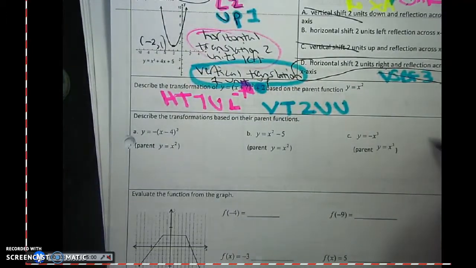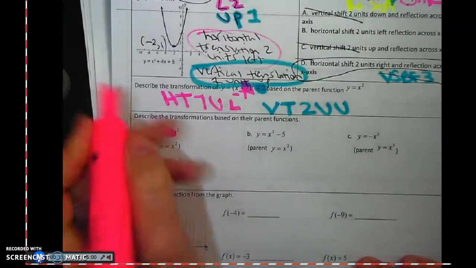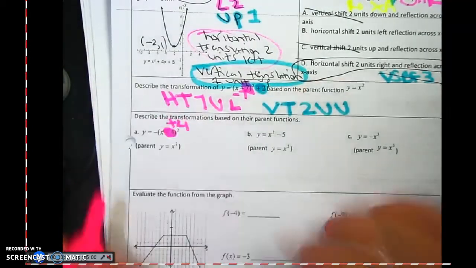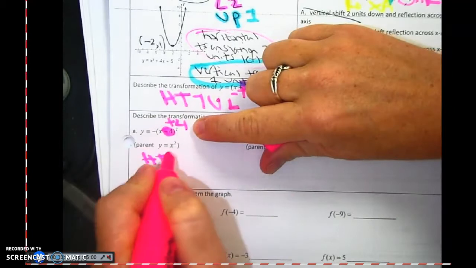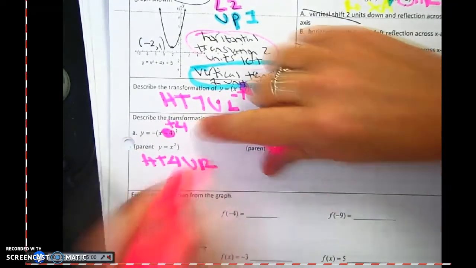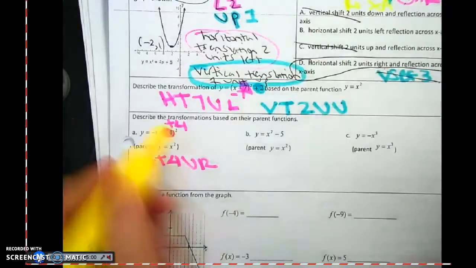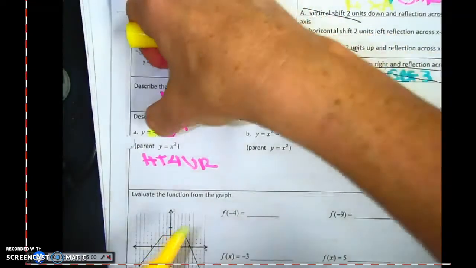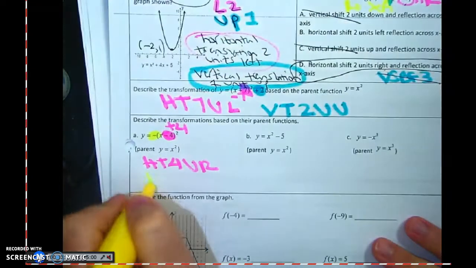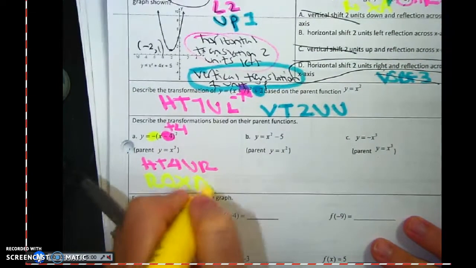All right. Describe the transformation. Negative 4 when it's with the x really means the opposite. Horizontal translation, 4 units right. And this is a reflection. Since it's with the y, it really means it's with the x. Reflection over the x-axis.